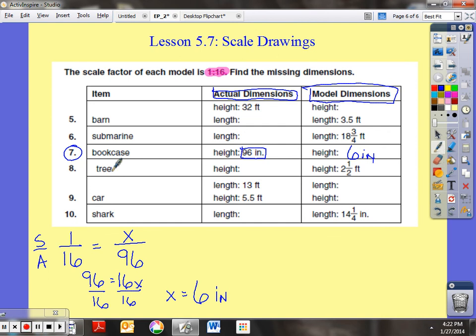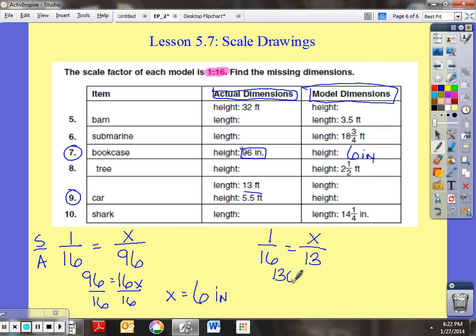Let's look at the car. Now, this one they have length and length, height and height. Well, we know that the length is going to have a 1 to 16 ratio. The height is also going to have a 1 to 16 ratio. So let's look at the length first. We don't know the length of the model, but we do know the length of the real car is 13 feet. So again, we'll do cross products.